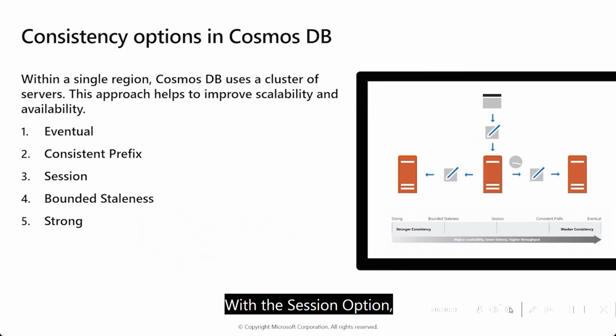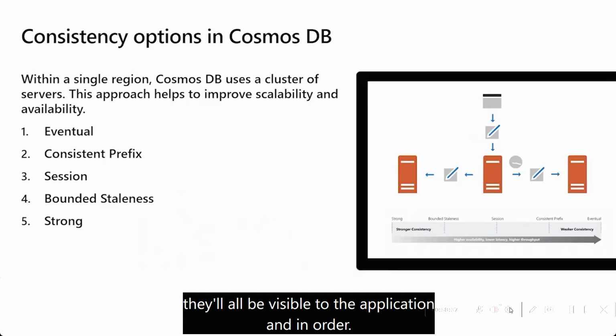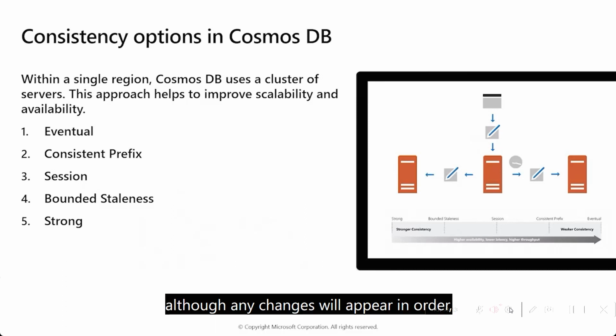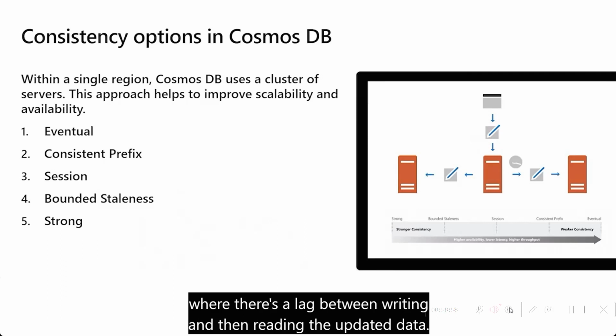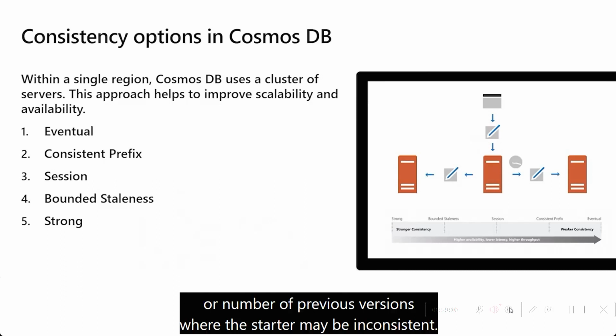With the session option, if an application makes a number of changes, they'll all be visible to the application and in order. Other applications may see some of the old data, although any changes will appear in order as they did for consistent prefix. Now, this form of consistency is also sometimes known as read your own write. Bounded staleness is where there's a lag between writing and then reading the updated data. So you typically specify this staleness as a period of time, or a window, or a number of previous versions where this data may be inconsistent.